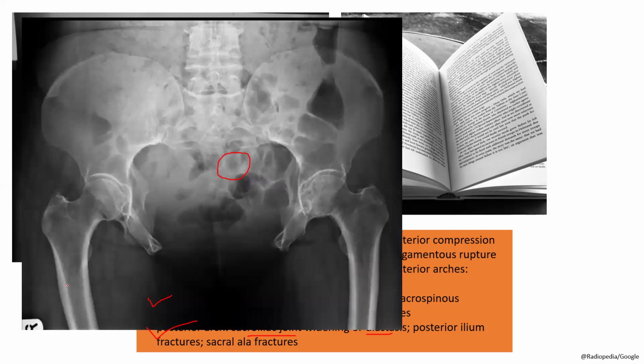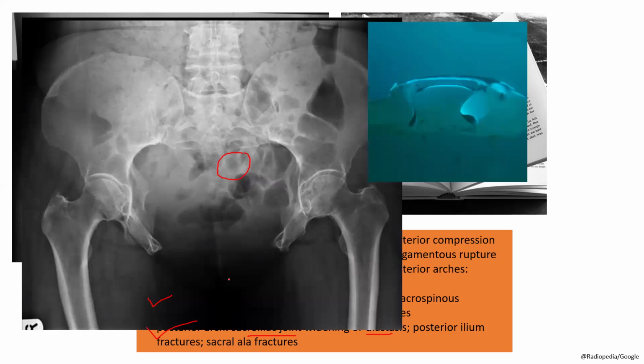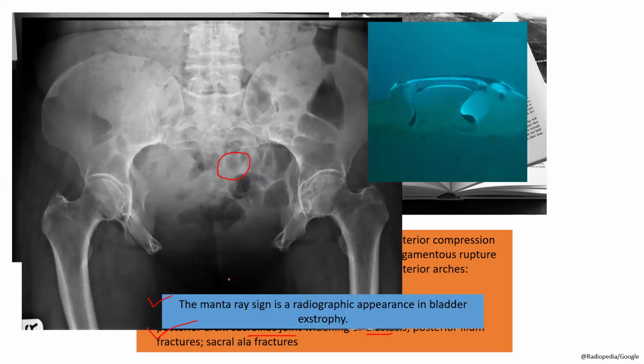What is happening here? This is not an open book pelvic injury. This is manta ray sign, which is seen in bladder exstrophy and congenital pubic diastasis. So this is different from the open book fracture that we saw in the previous case.